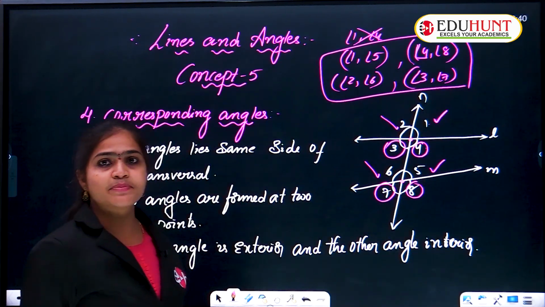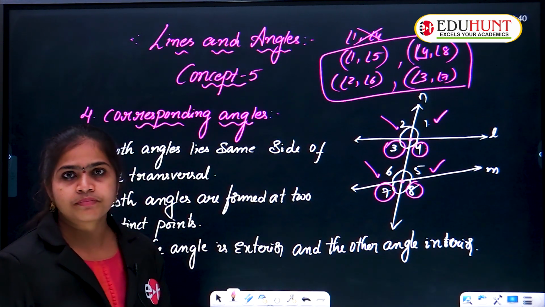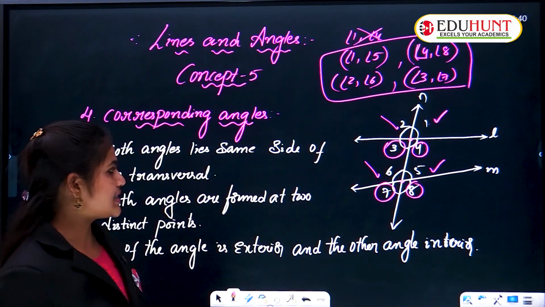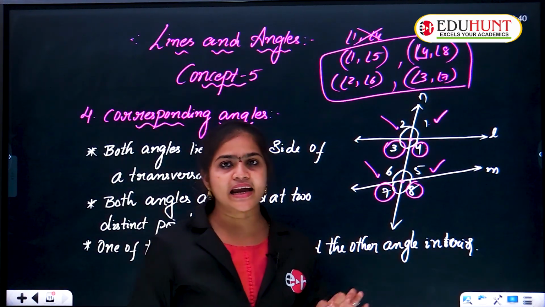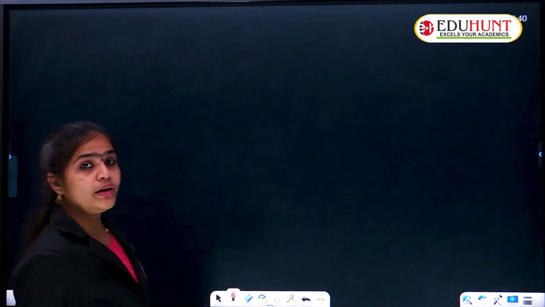Which type of angles? Those 4 pairs are corresponding angles. Am I clear to you? Yes. So this is about corresponding angles. Okay. Next we have co-interior angles and co-exterior angles.